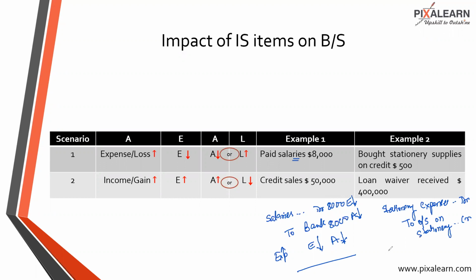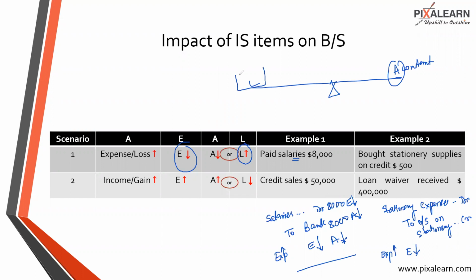So what happened? In one go, the expense increased. If your expense increased, that means my equity comes down. If my equity comes down, then the liability has to go up. That means on the same side, if my asset is constant and not moving, and I put the same weight here, if my equity goes down, my liability has to go up. Otherwise, the balance sheet will not tally.